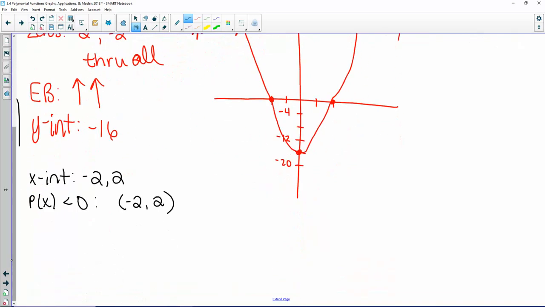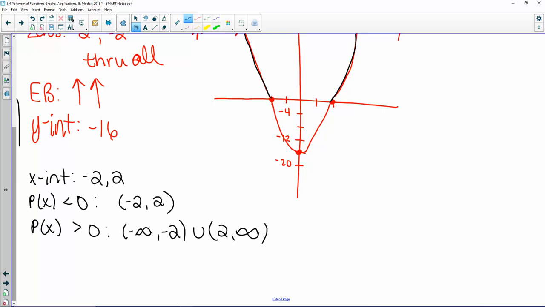Then I asked, where is p of x greater than 0? So where's this polynomial above the x-axis? You're giving me the x's. So from -infinity to -2, that's this part of the graph. 2 to infinity is this part. That's where my graph was above the x-axis. Always use the x's when you write those intervals. Questions there?